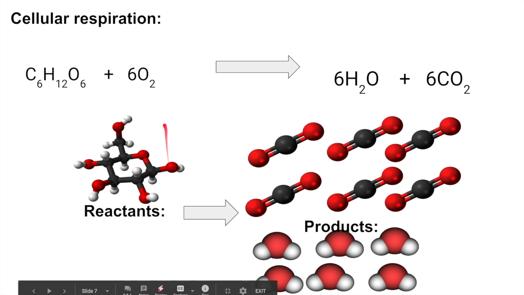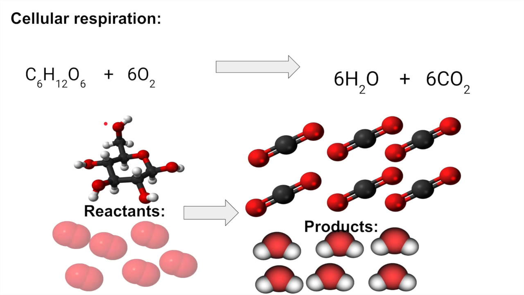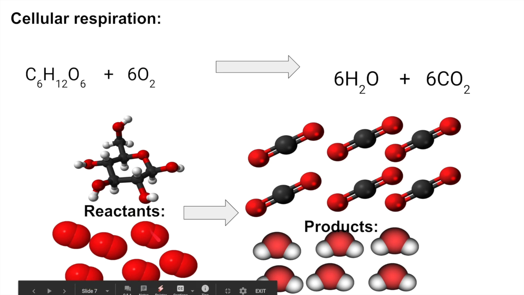And then in order to balance it again, we need more oxygen on this side. So we have 6 more oxygen. 1, 2, 3, 4, 5, 6 more oxygen molecules.